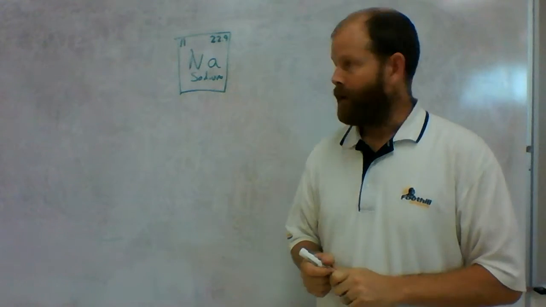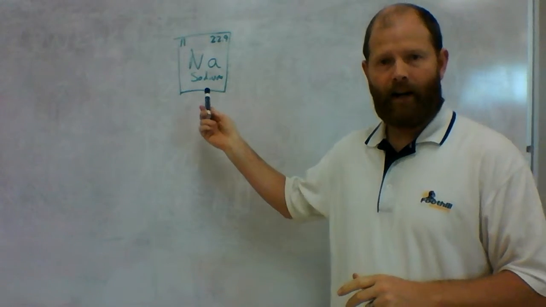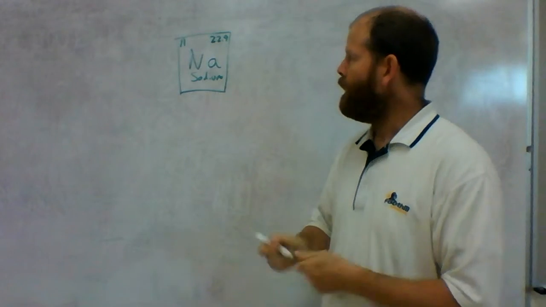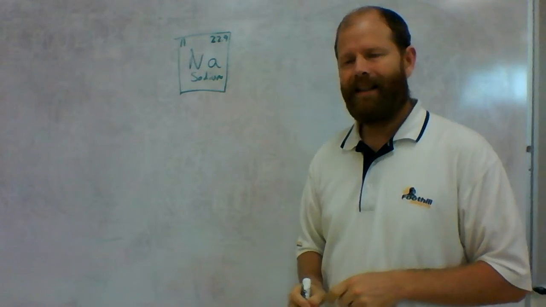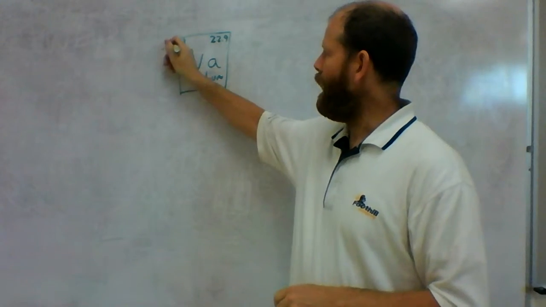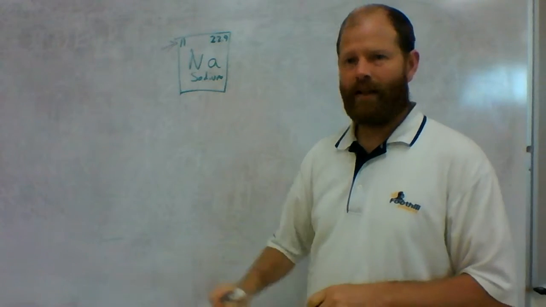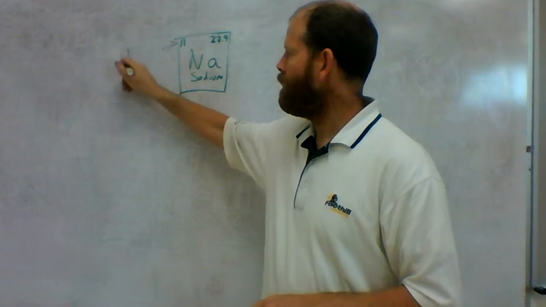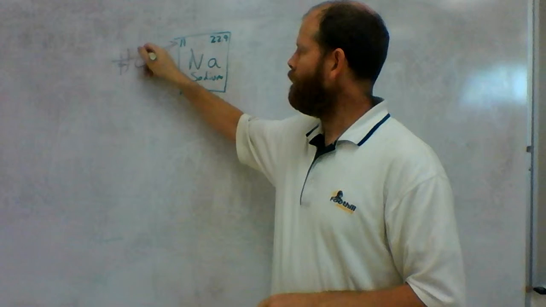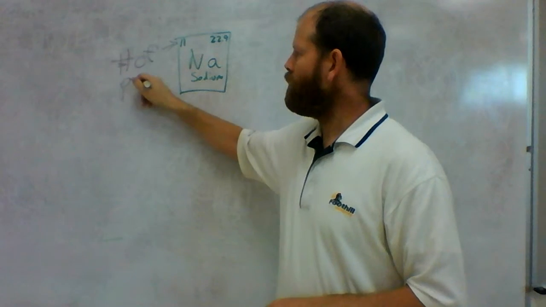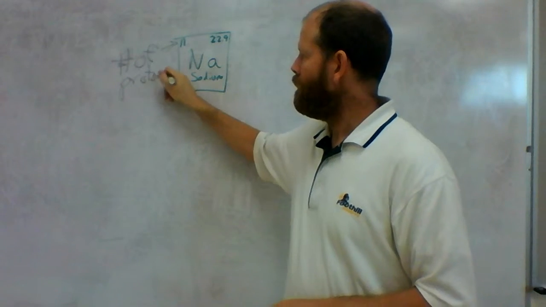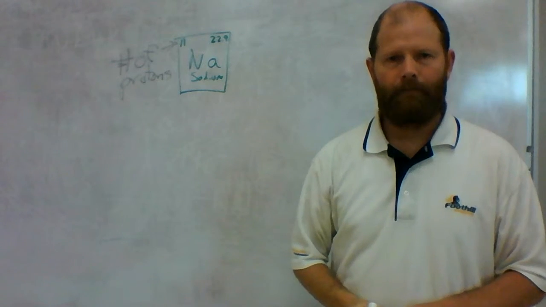Let's take a look at the periodic table. The element that I've got up here is sodium. In the top left-hand corner, we see the atomic number. That atomic number tells us the number of protons that are in the nucleus of the atom.